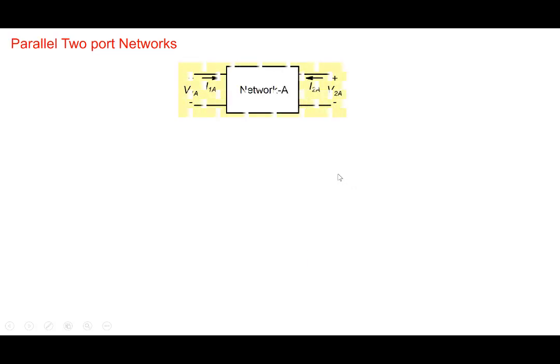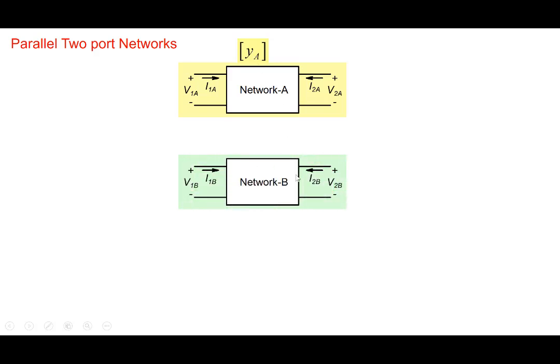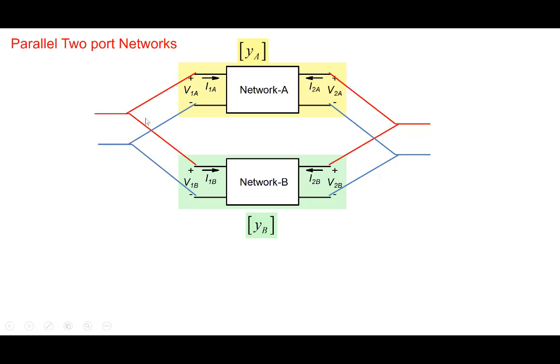Similarly, we could take the same network A. Let's say we've determined the Y parameter representation here, and for network B we've done a Y parameter representation here, and we connect them in parallel. Note that this end is connected here, common here, and similarly on the output side here. So we've connected them in parallel, right? That's how you connect things in parallel.